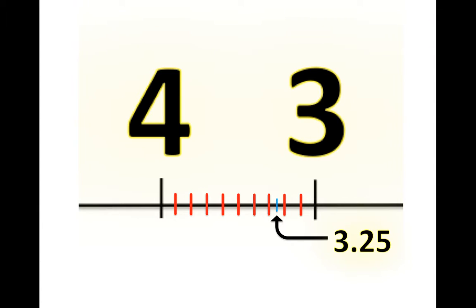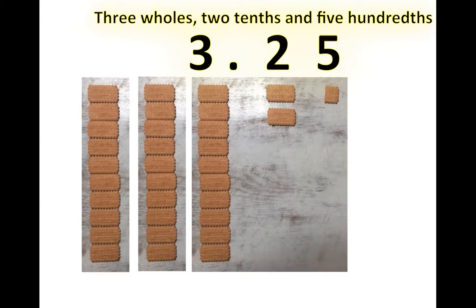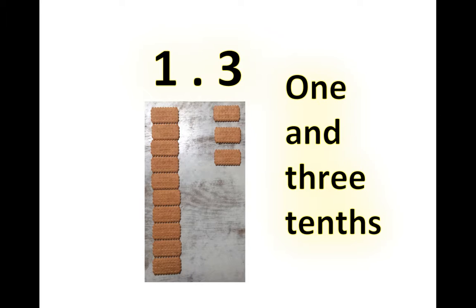Going back to our first example, we can see that if we take this one step further, we'll find that between 3 and 2 tenths and 3 and 3 tenths, we have hundredths. In this example, we see 3 and 2 tenths and 5 hundredths. Here's a similar example using biscuits. We can see 3 whole lines of biscuits, 2 tenths of a whole, and 5 hundredths. Here's another example using 1 whole and 3 tenths.